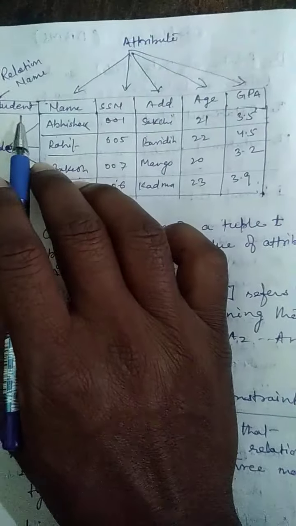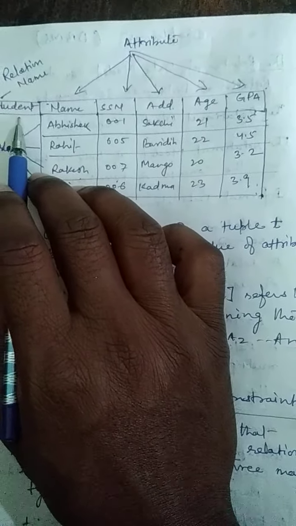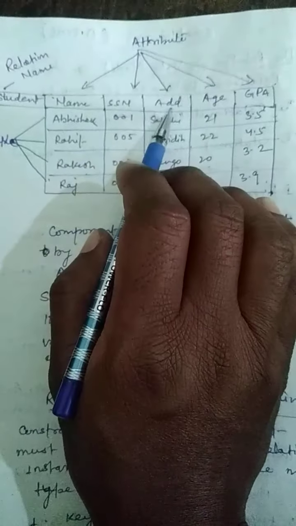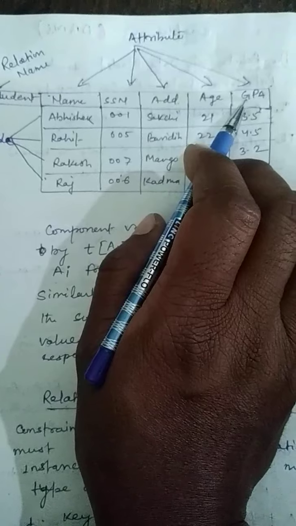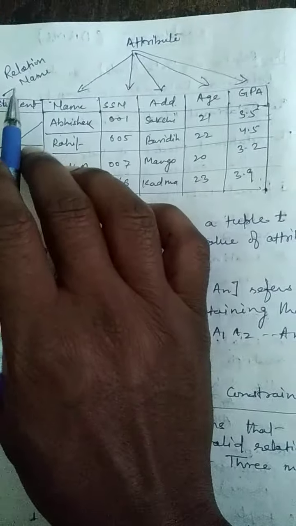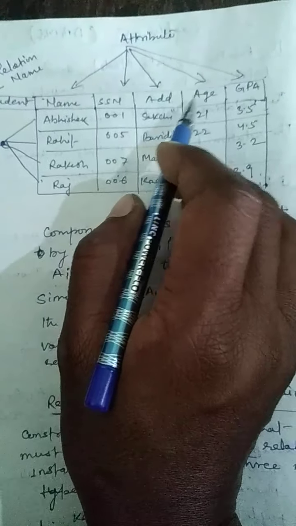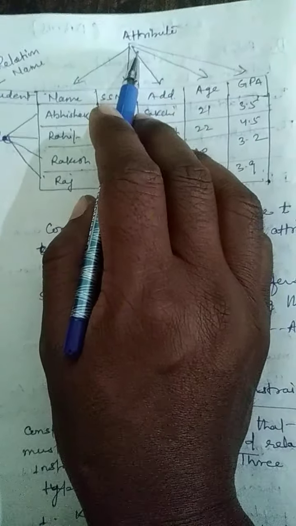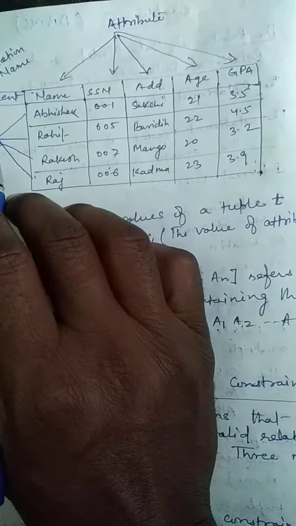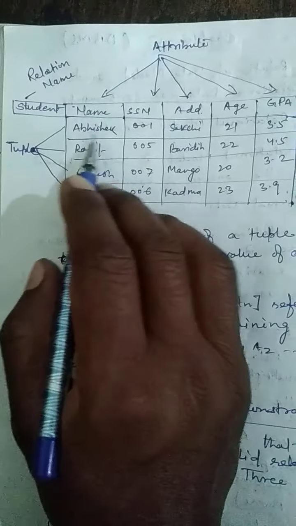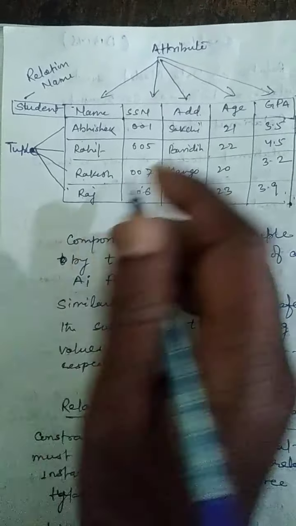You can see that the relation name is student, and the attributes are name, SSN, address, age and GPA. Student is the relation name, and name, SSN, address, age and GPA are attributes. A tuple is a row: one row, second row, third and fourth.